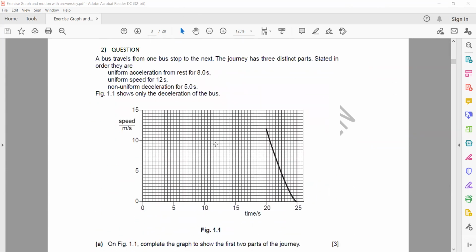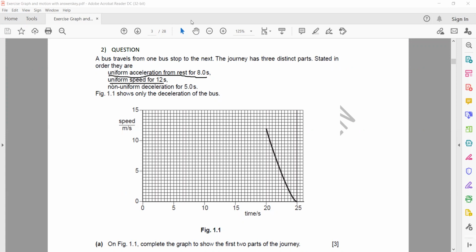The next question, question 2. A bus travels from one bus stop to the next. The journey has three distinct parts, three separate parts. It has a uniform acceleration from rest for 8 seconds, and then it moves with a constant speed or uniform speed.